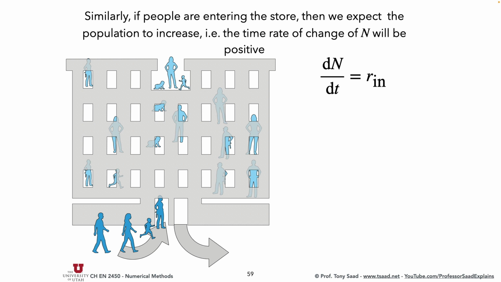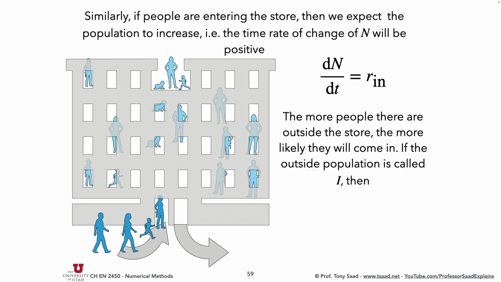So there's a balance between the two. The rate of change of one is going to go up, the rate of change of the other is going to go down. Exactly like this department store. The more people that are outside of the store, the more likely they are to go in.